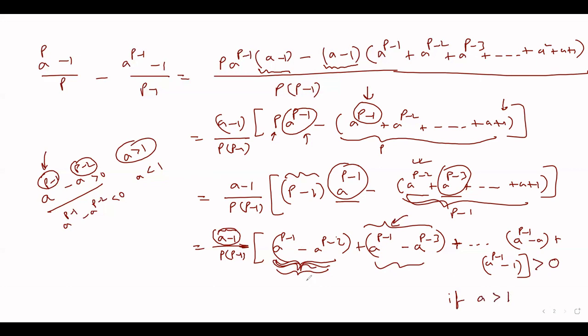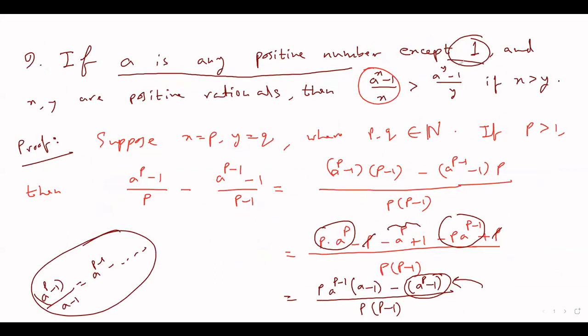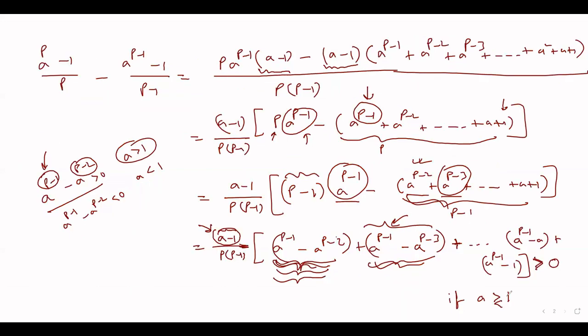But what if a is less than 1? Then this expression is negative. Each of these expressions is going to be negative. Sum of negatives is a negative. And also look here, a minus 1 is also negative if a is less than 1. So negative times negative is positive. That means even if a is less than 1, this expression is still positive. And we are left with a equals 1, and we do not have to care for a equals 1, because the statement actually tells us to skip a equals 1. So for both cases, this expression is positive.